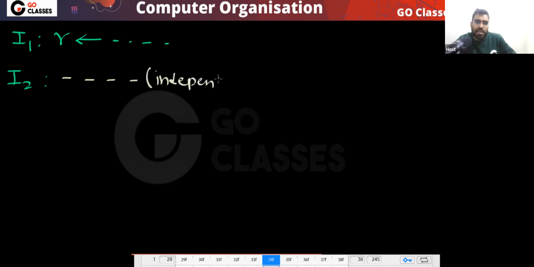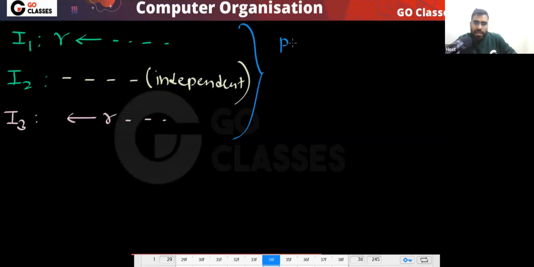So let's take one program. You have instruction I1, and this instruction I1 is something like this: in the register R, you are putting something. Then instruction I2 is a completely independent instruction. Just assume that it is purely independent. And there is I3. In I3, you are reading R. Something like this. So, understood? You have three instructions.